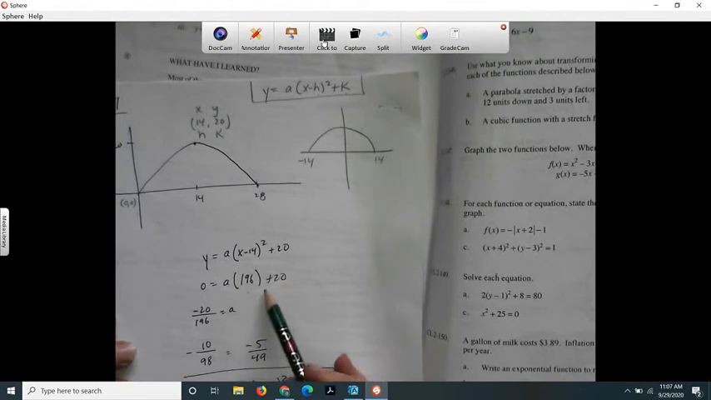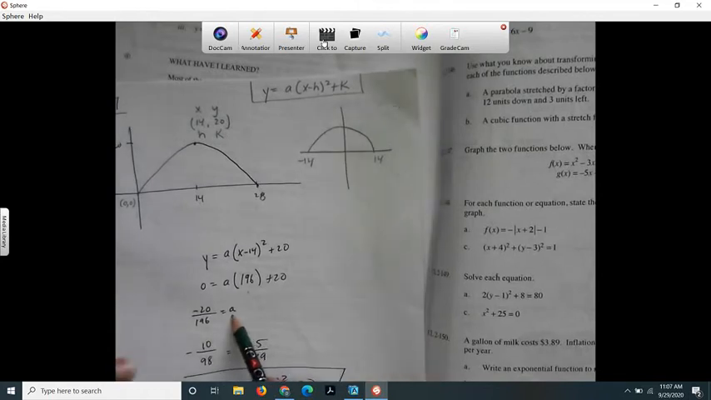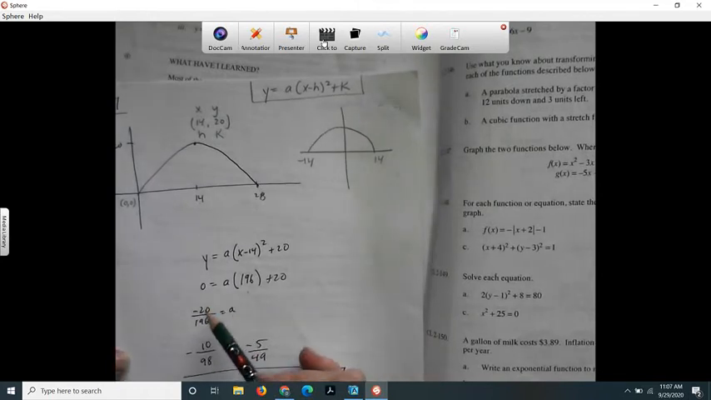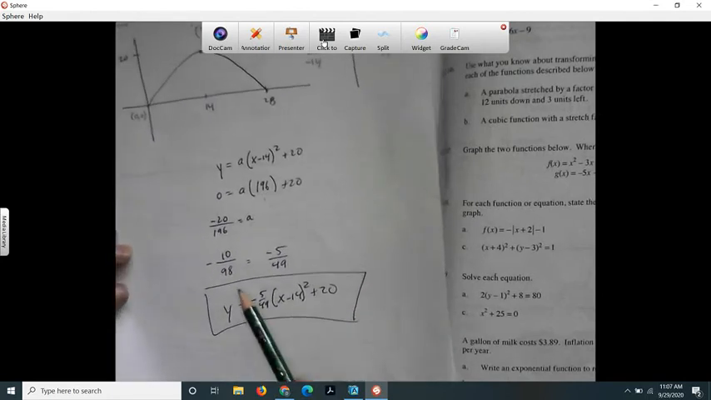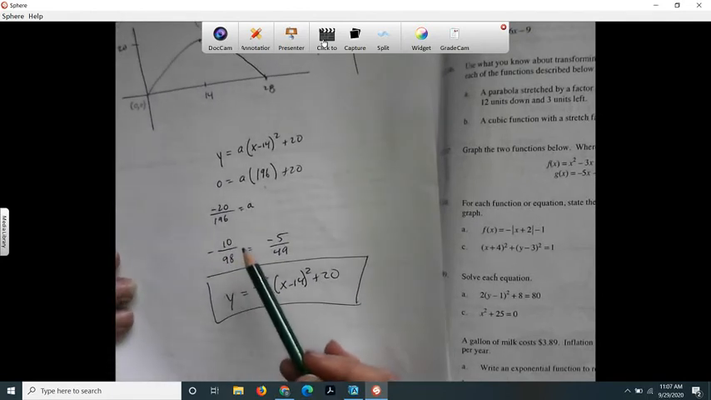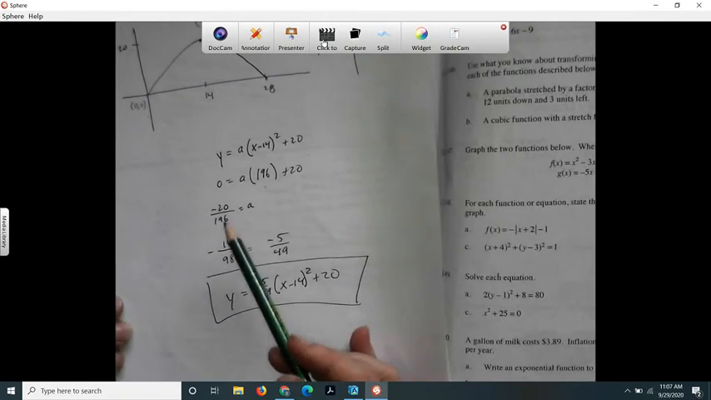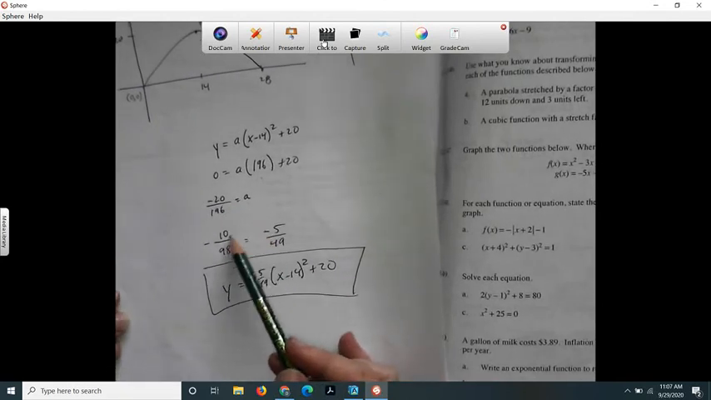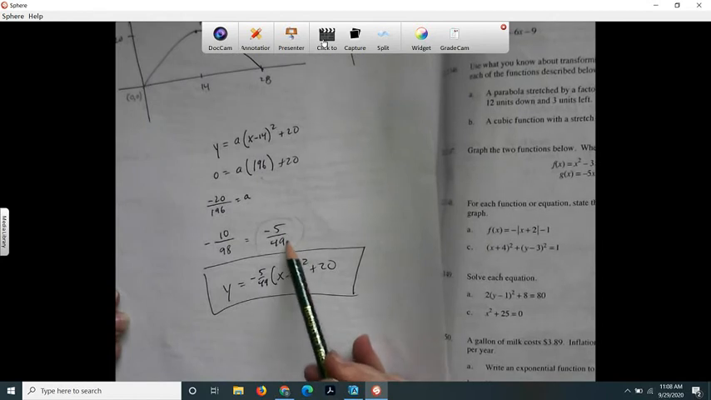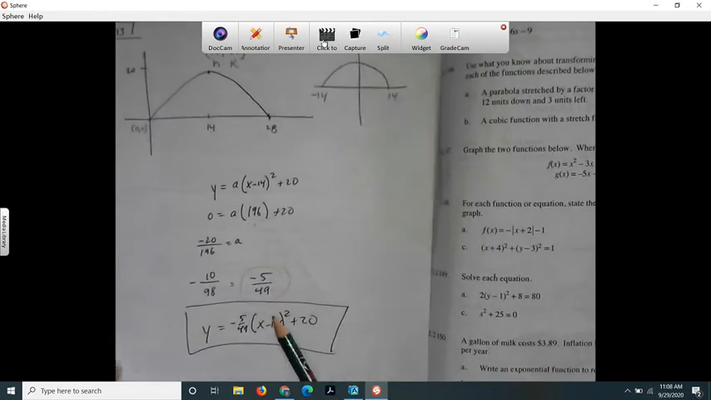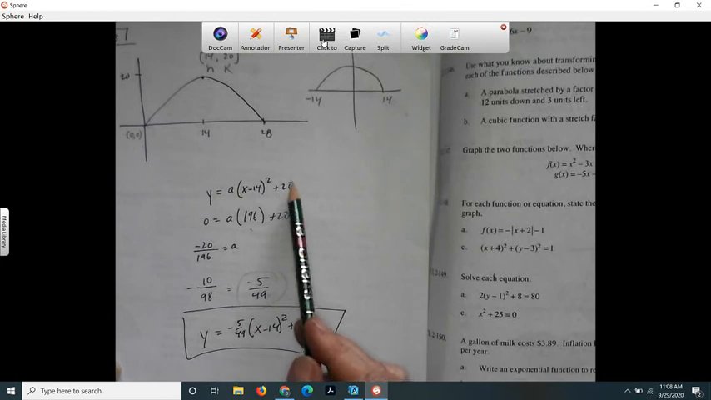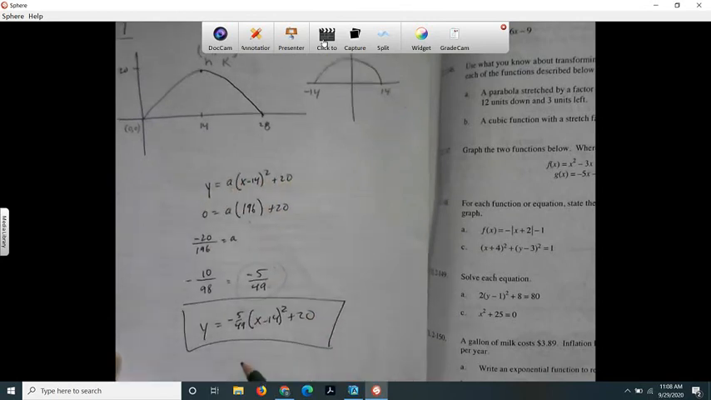And then I brought the 20 to the other side by subtracting 20 on both sides. And then I divided both sides by 196. And then I got a, and then I realized those are both even numbers, so I split them in half, or divided by 2, and I got this one. And then I realized I could have just done it by 4, so I split them in half again, and I got this. This is a. And then I just put it all together, because remember I had everything I needed except for a, so once I found a, I just plugged it in.